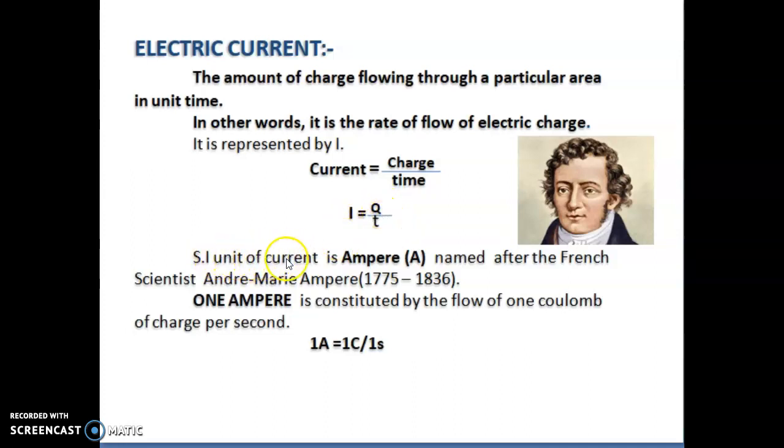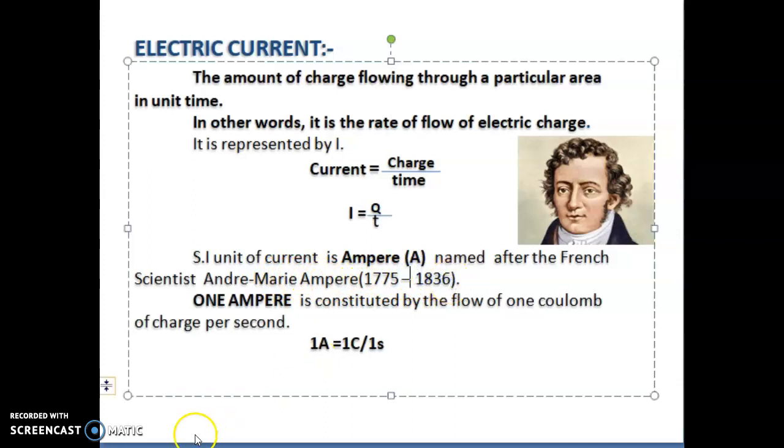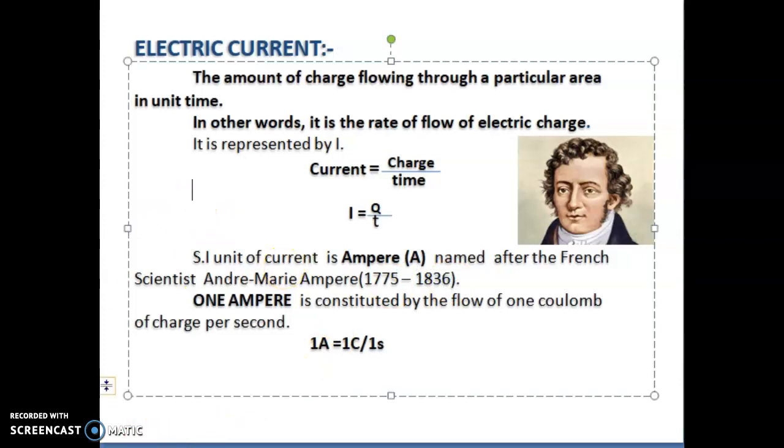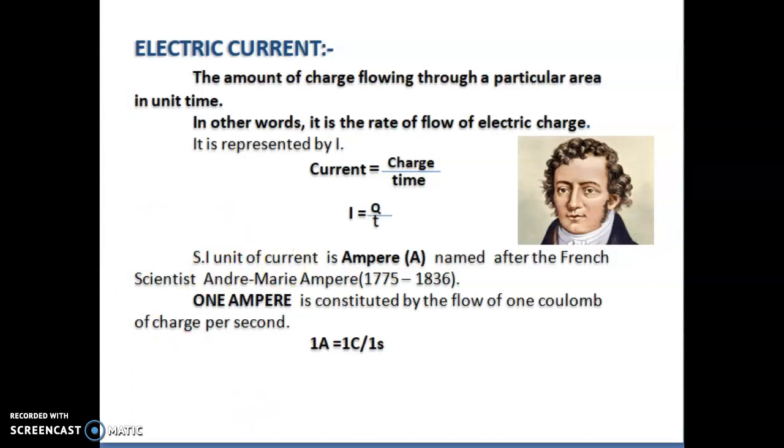The SI unit of the current is ampere. It is denoted by the letter A, named after the French scientist Henri-Marie Ampere, 1775 to 1836. So the ampere is named after the scientist Henri-Marie Ampere. This you can see in the photograph.